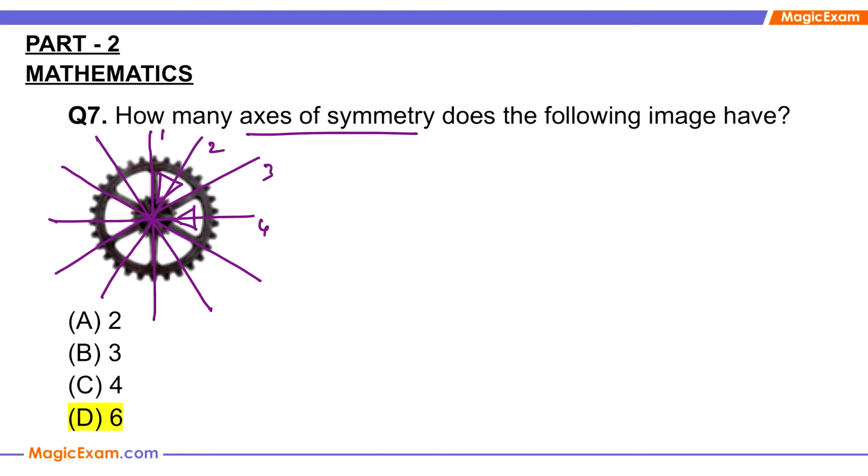2, 3, 4, 5 and 6 lines. Therefore, this figure has 6 axes of symmetry. Therefore, the answer is D.